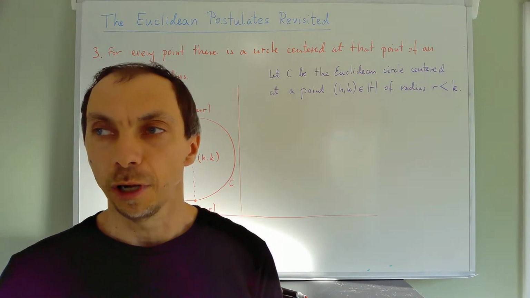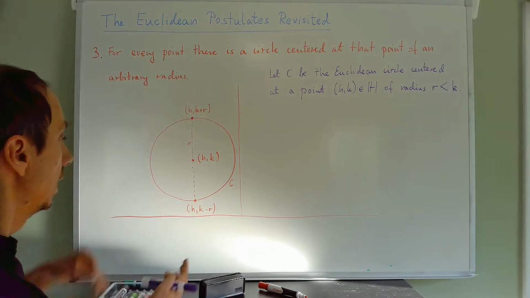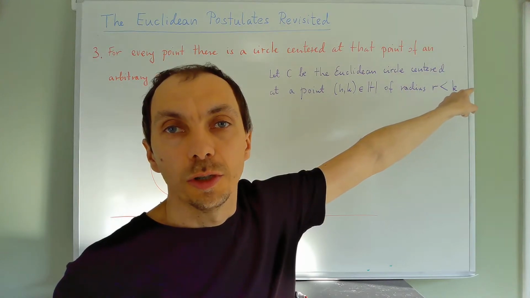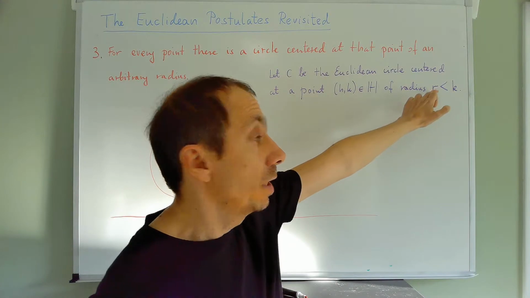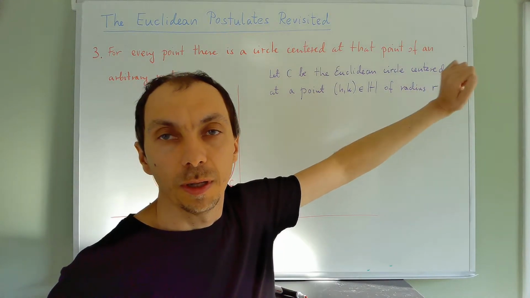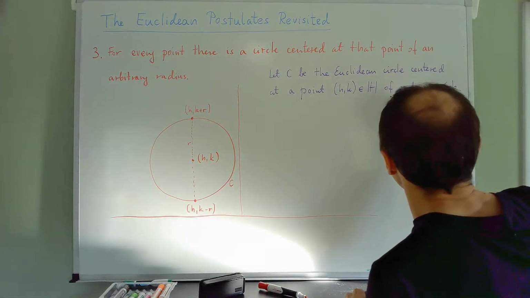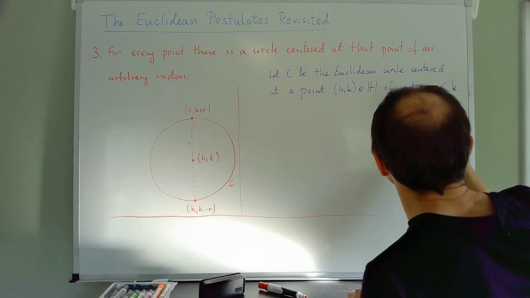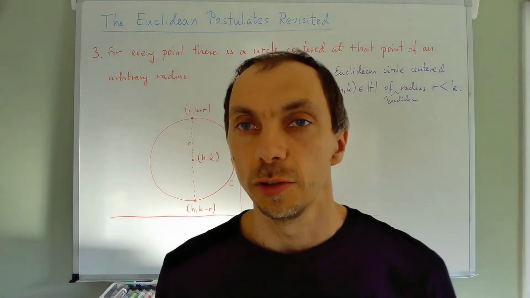But can I draw a circle of an arbitrary radius? And here again, it seems like that's not possible because this radius is bounded by the y coordinate of the point. However, that's the Euclidean radius. That's not the hyperbolic radius, right? Maybe I should say Euclidean circle of Euclidean radius. Okay? So we know that this circle is also a hyperbolic circle.